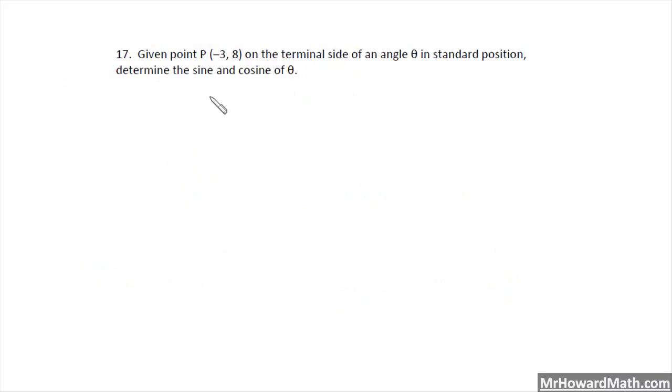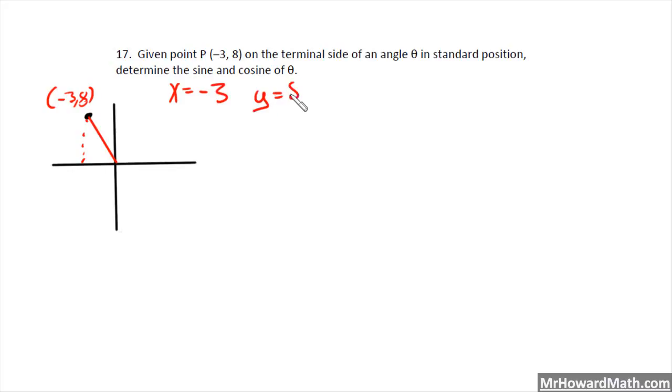17, similar to 16, as far as the type of problem: given this point, terminal side, determine sine and cosine. So we make our sketch. Negative 3, 8 would be in the second quadrant, about right here. Use another color there. So this point is negative 3, 8, and that tells us x is negative 3, y is positive 8.